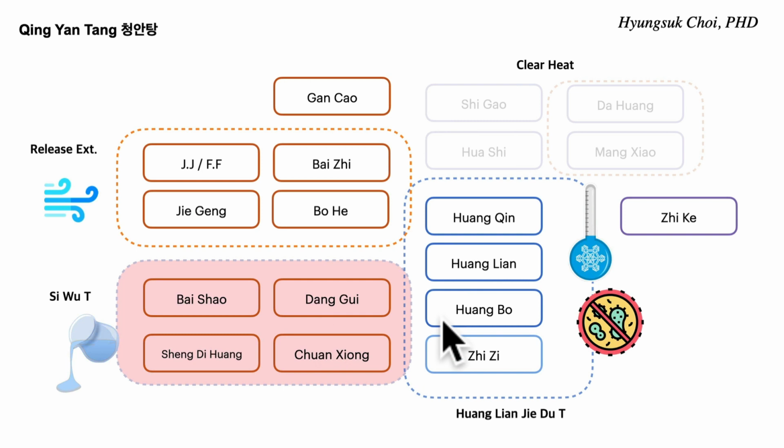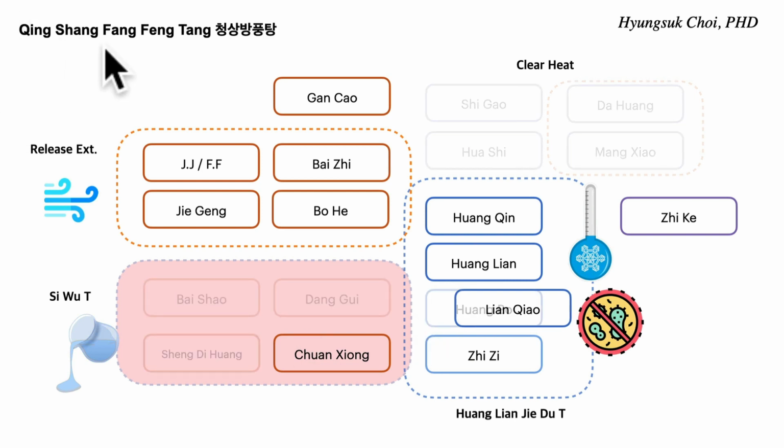So Wen Qing Yin and releasing exterior herbs make up Qing An Tang. But we do not have this part, clearing Yangming heat part. And instead of Bai Zhu, Zhi Ke is added, but with a similar function, removing damp and stagnation. So Qing An Tang is a combination of releasing exterior herbs and Wen Qing Yin.